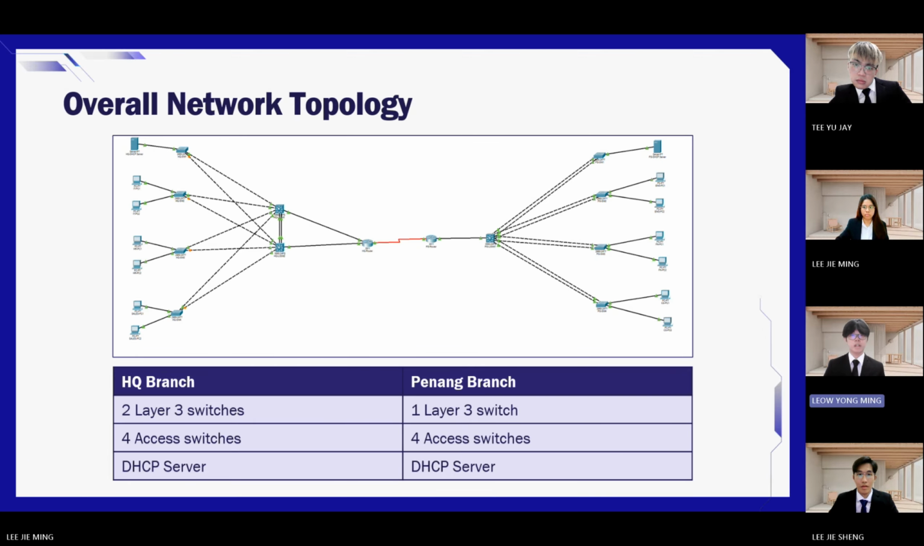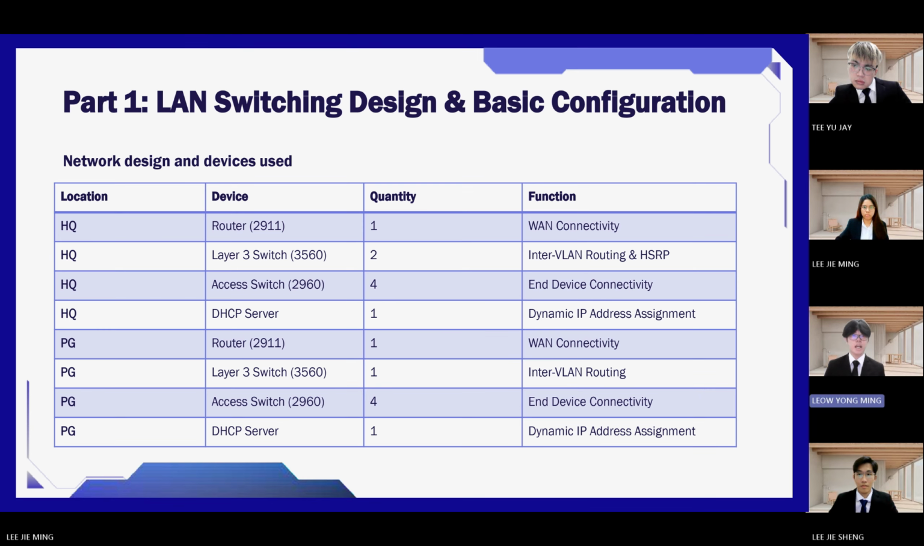Next, I will explain the overall network topology design for TechNova Solutions. Our network consists of 2 locations, which are the headquarters or HQ and the Penang branch. The HQ network contains 1 router, 2 layer 3 switches, 4 access switches, and 1 DHCP server. Meanwhile, the Penang branch contains 1 router, 1 layer 3 switch, 4 access switches, and 1 DHCP server.